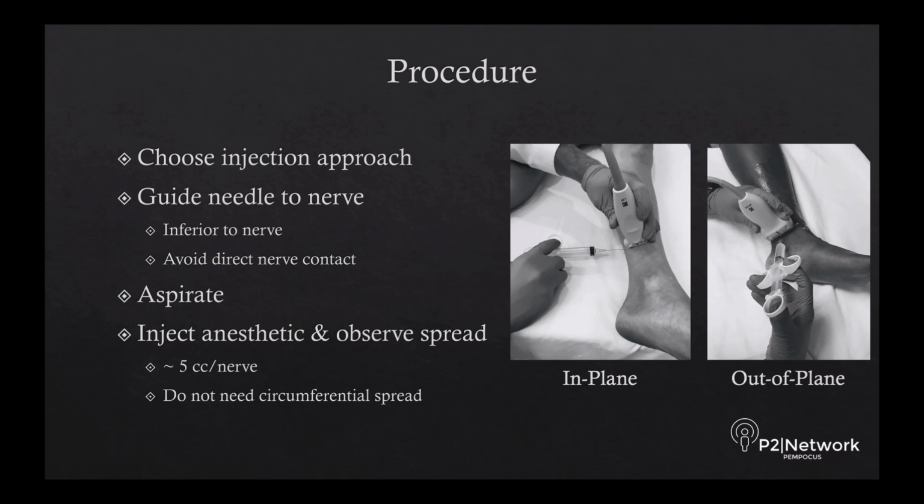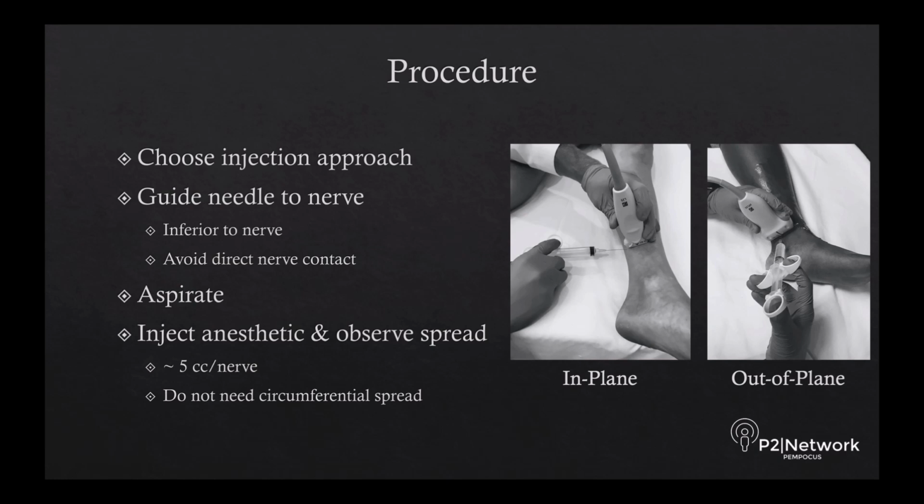You want to avoid direct contact with your nerve, and you absolutely do not want to inject your anesthetic within the nerve itself. Once you've guided your needle in, you want to aspirate to ensure that you are not intravascular. Certainly with ultrasound, you should be able to visualize your needle tip and where it is sitting within the tissue to know that you're not in a vessel, but it's still always good practice to aspirate before injecting.